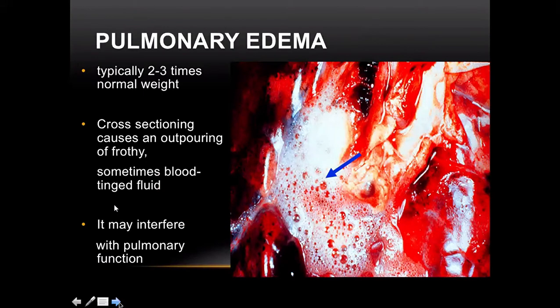So, how will you know? Paano nalalaman ang pulmonary edema? So, when you examine the lungs, syempre, may laman ng tubig yan. So typically, this is 2 to 3 times normal in weight. So if you examine cross-sectionally, it will have frothy and sometimes blood-tinged fluid. And because of the presence of fluid, it may interfere with pulmonary function.